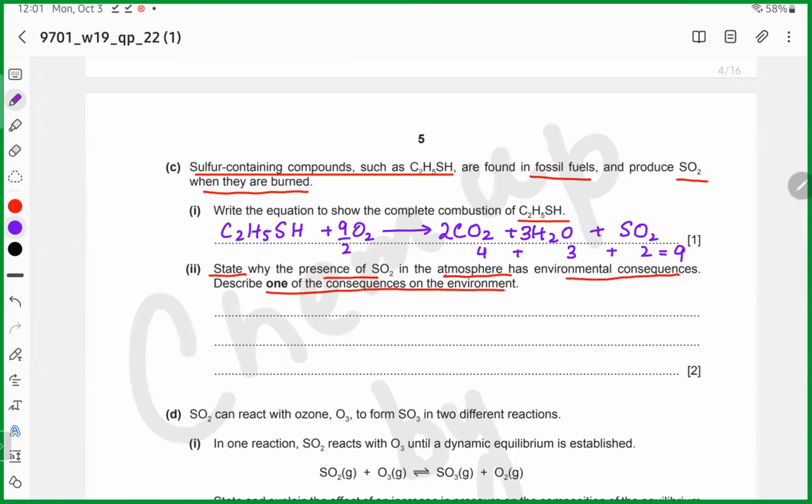But it is a 2-mark question, so we will further write the consequence of acid rain as well. It causes acid rain, which erodes buildings or which lowers the pH of soil. Is this clear to everyone? Yes. Okay.